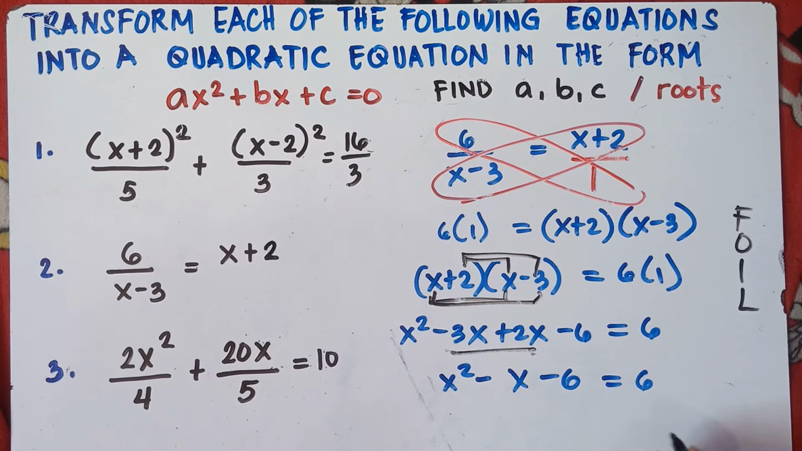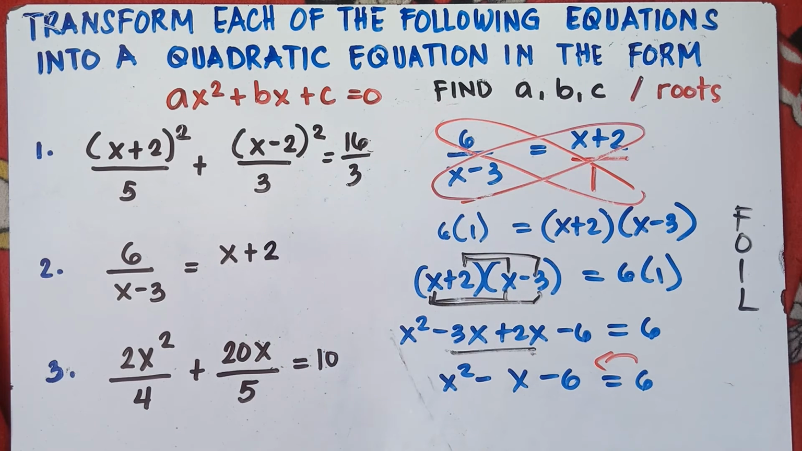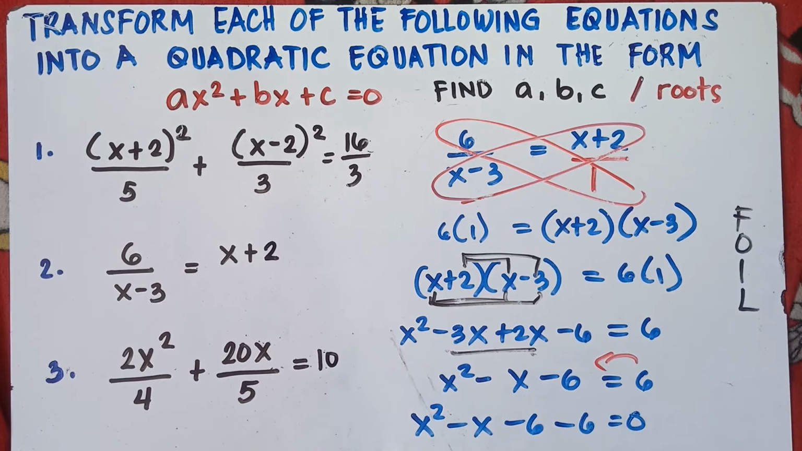That's okay. Understood that there's 1 here. So we transpose 6 from right to left, because all of the equations will be on the left, and the remaining will be equal to 0. So this will be x squared minus x minus 6. This is positive 6. It will be negative 6 equals 0.